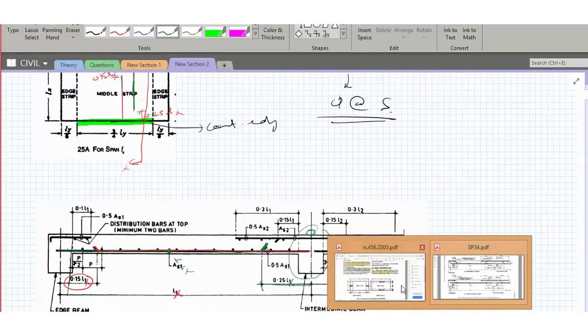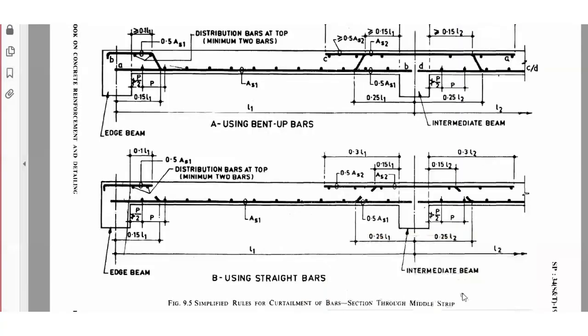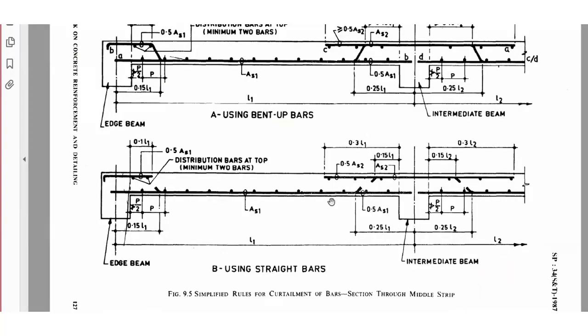So what it is saying here: over the continuous edges of a middle strip, tension reinforcement shall extend in the upper part of the slab. That's what I'm saying. At a continuous edge, negative moment, steel has to be provided at the top, that is the upper part of the slab, at a distance of 0.15 L from the support, and at least 50% shall extend at a distance of 0.3 L. And if you see this reinforcement detailing, this is what you will be finding out.